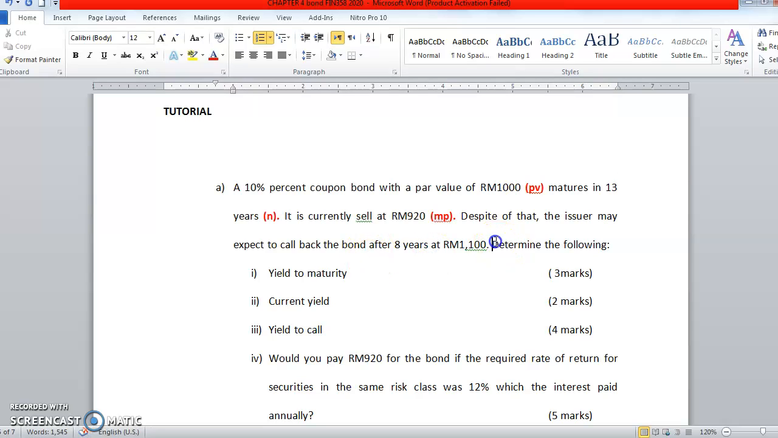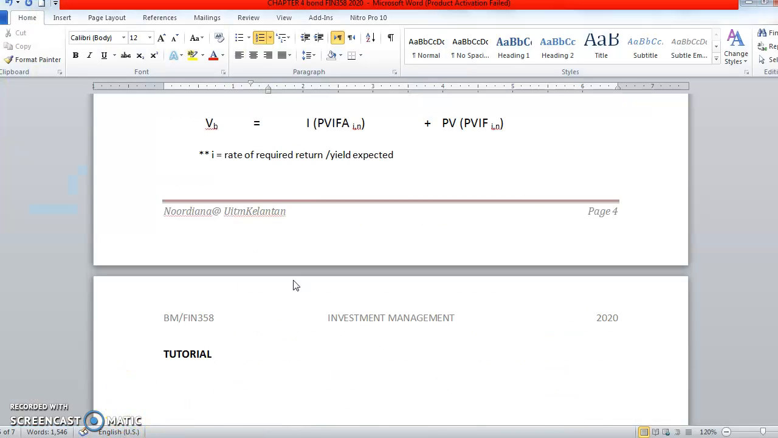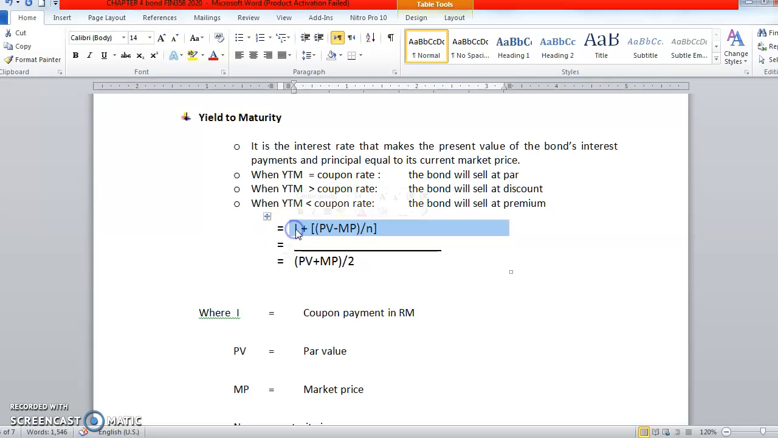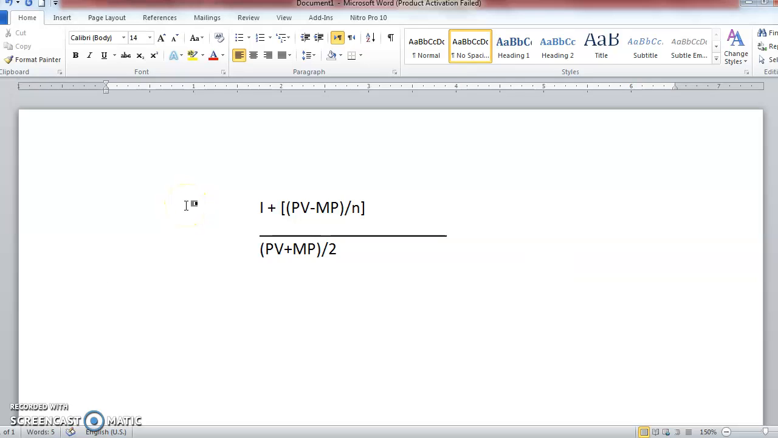So for this question, determine the following. The first one adalah yield to maturity, YTM. So the question asks you to calculate the YTM, right? For you to calculate the YTM, I'll show you right here, using the formula above. I'm copying the formula, so I'll show you how to calculate the YTM.